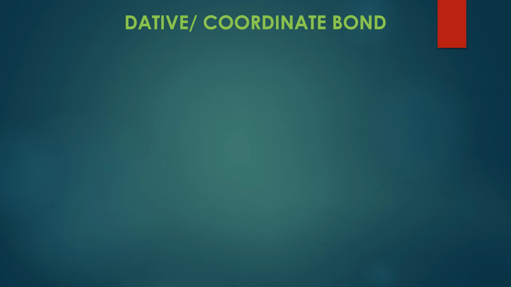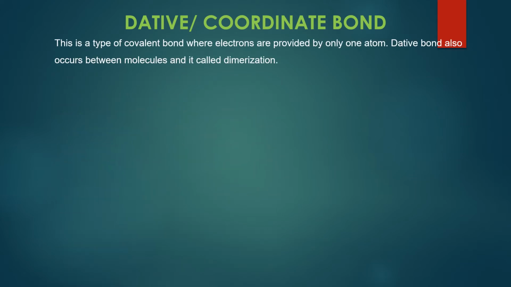Dative bonding is also known as coordinate bonding. It is a special kind of covalent bond where electrons are provided by only one atom. So this one atom, which is providing the electrons, has to have a lone pair of electrons on itself. Now, dative bonding doesn't only occur between atoms in a molecule. It can also take place between molecules, and this process is known as dimerization. So let's look at how dative bonding occurs between molecules.